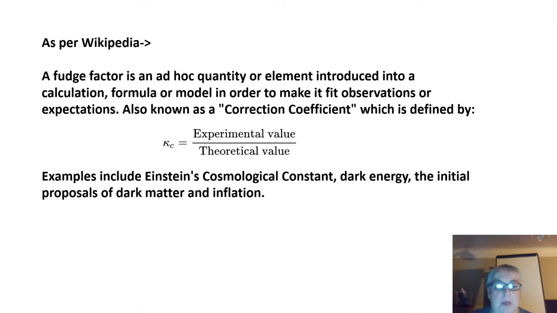As per Wikipedia, a fudge factor is defined as an ad hoc quantity or element introduced into a calculation, formula or model in order to make it fit observations or expectations, also known as a correction coefficient. Examples include a cosmological constant, dark energy, the initial proportions of dark matter, and inflation. So Wikipedia is noting that Einstein's cosmological constant is a fudge factor.